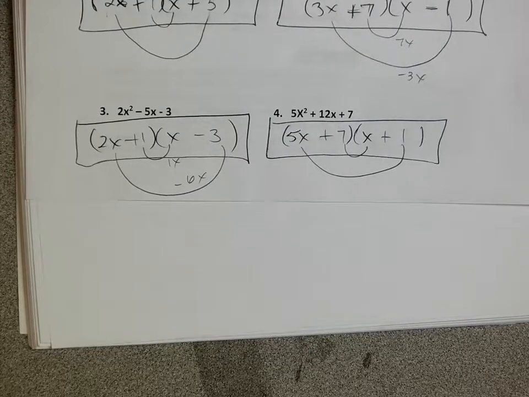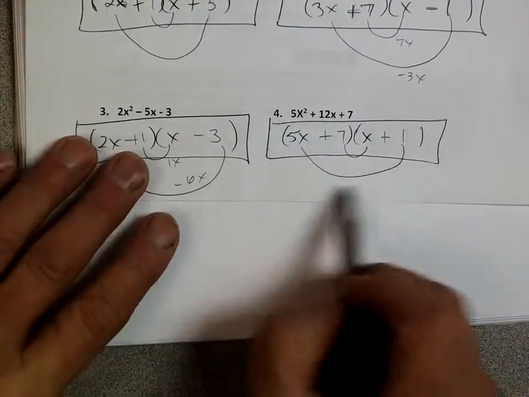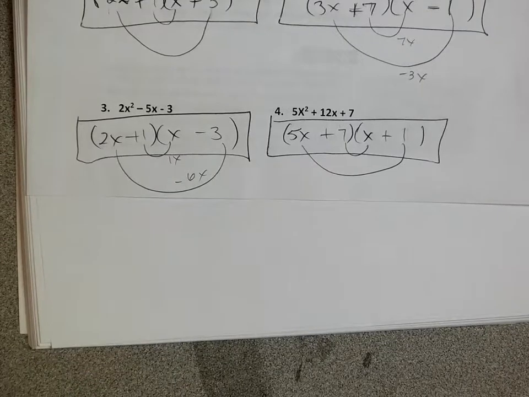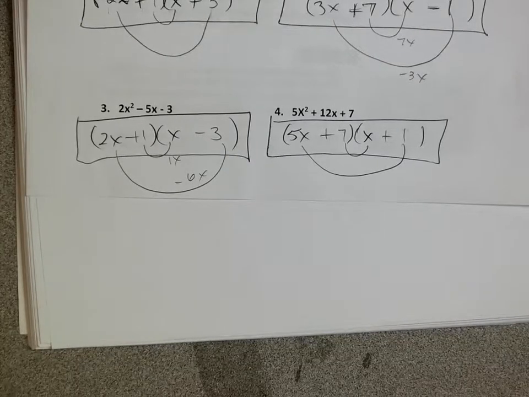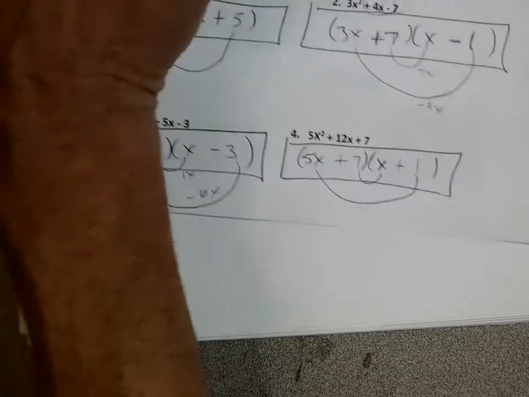This will take some practice, you agree? Here's our 5x and our 7x makes our 12, right? So the only time you would do this is if there was a number in front of the x. Yes. In fact, I'll go back to the title.